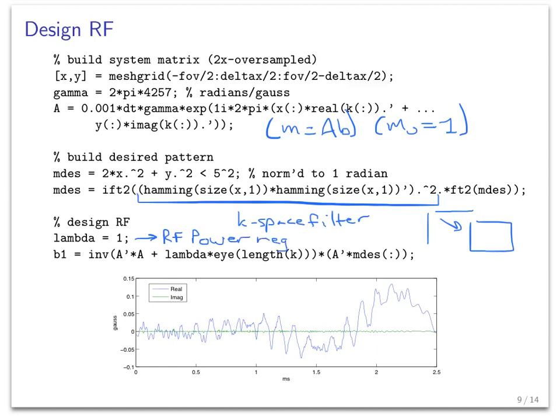Okay, and so here's the line that I'm using to do this, right? So I take lambda times the identity matrix. The I function in MATLAB builds an identity matrix of dimensions n by n, right? So capital N is the total number of points in our pulse. That's equal to the length of the k-space trajectory. And so I just didn't define that variable, but that's what that is. So it's lambda times the identity, and then plus A transpose A, inverse of that, times A transpose times m desired. So this is implementing that pseudo-inverse equation that I talked about on the previous slide.